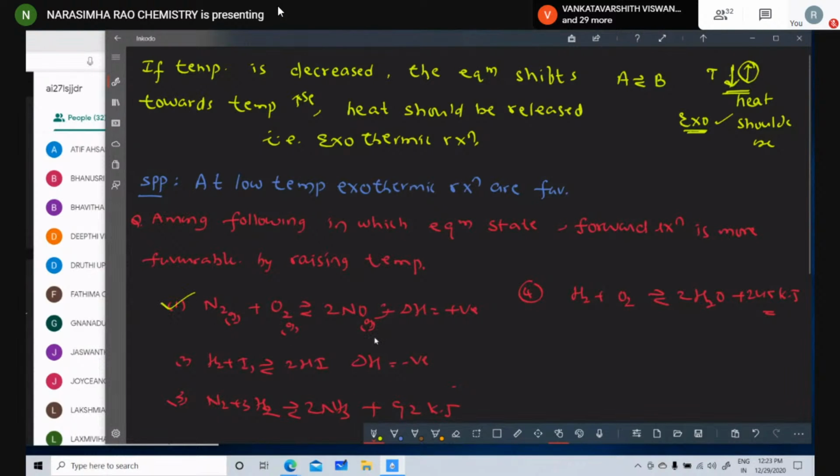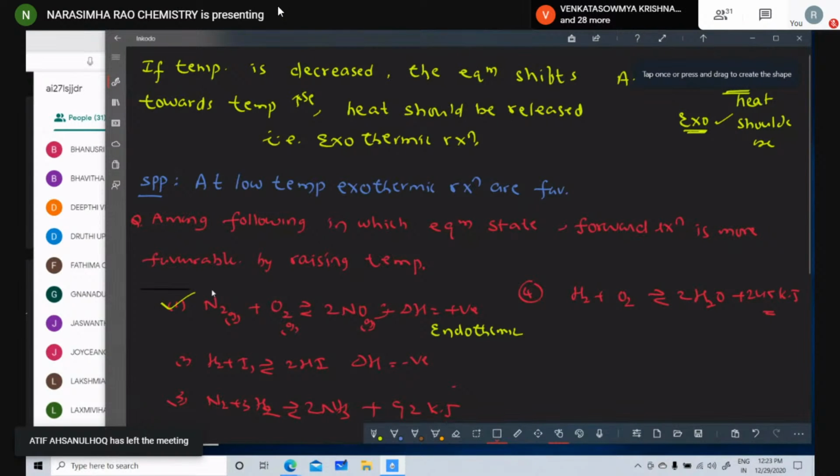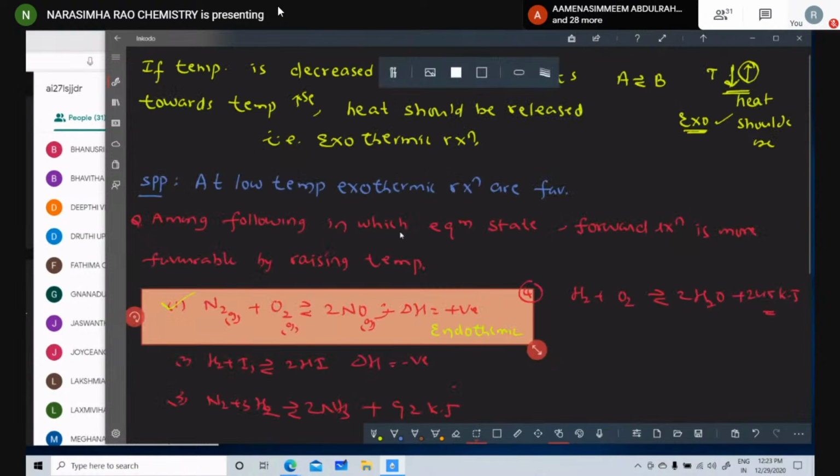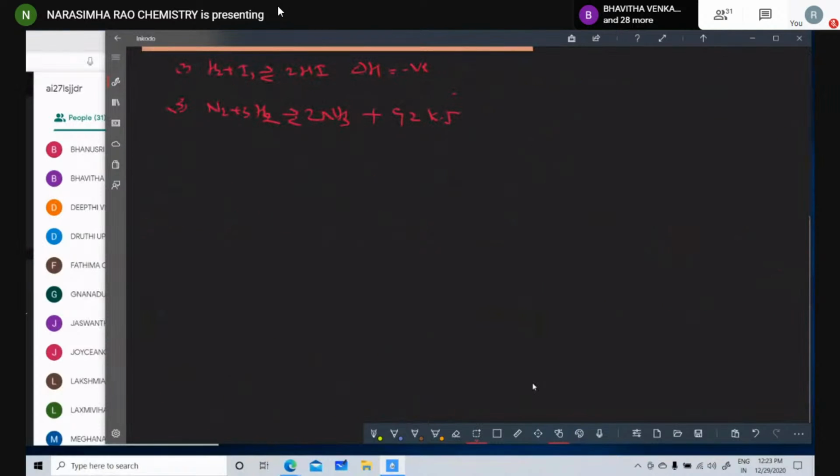Option 1. So option A is endothermic reaction. Endothermic reactions are more favorable at high temperature. It's clear, right? So our answer is this one. Clear now, Banu? Clear, sir. Right. Let me discuss. Then going to the next concept. Now pressure. How it is affect the pressure. Let me discuss. Now continuation of this one. Effect of pressure.